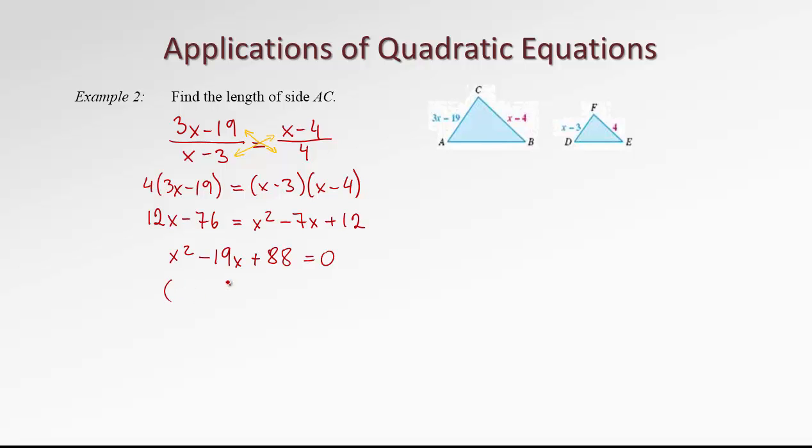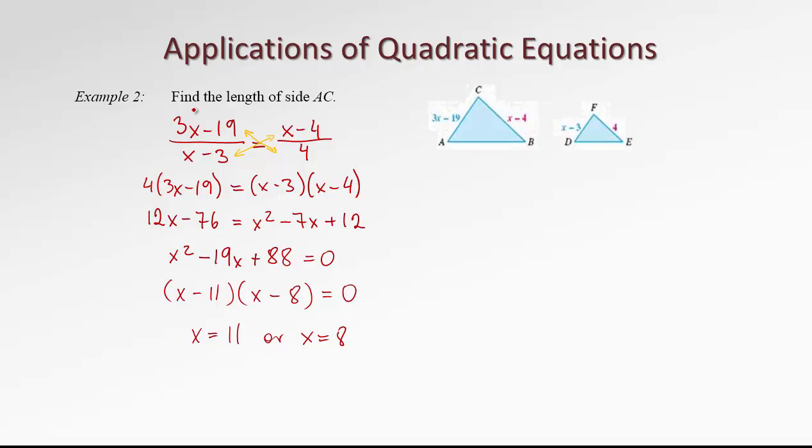Let's prepare two brackets. The product's supposed to be 88 and the sum 19. Well, 11 times 8 satisfies these conditions, right? So we have x minus 11 and x minus 8. Therefore, our possible roots are x equals 11 or x equals 8. Is that our final answer?